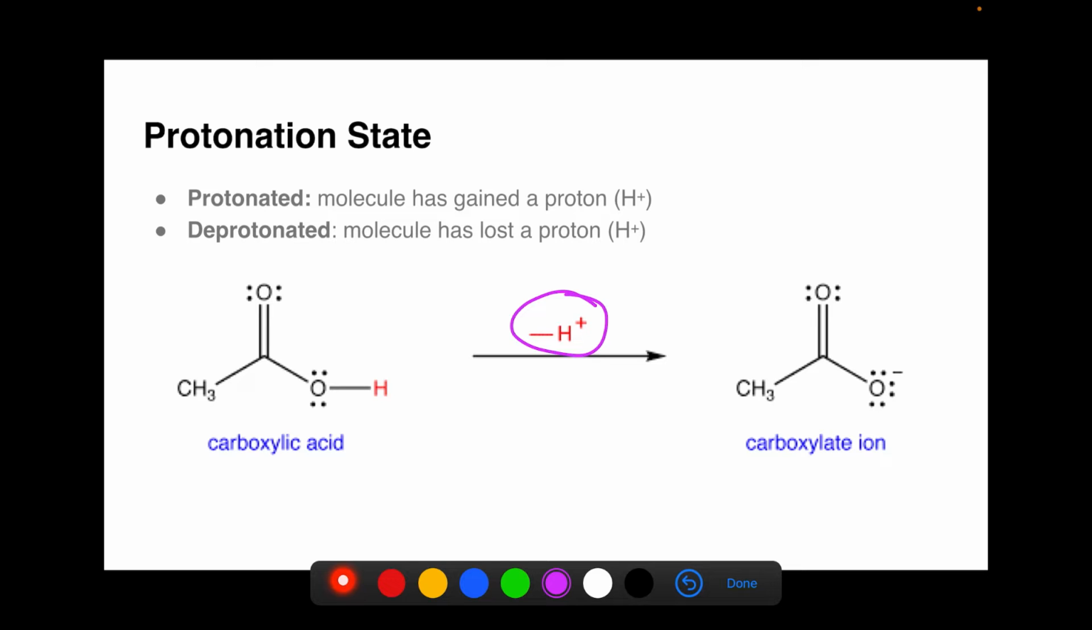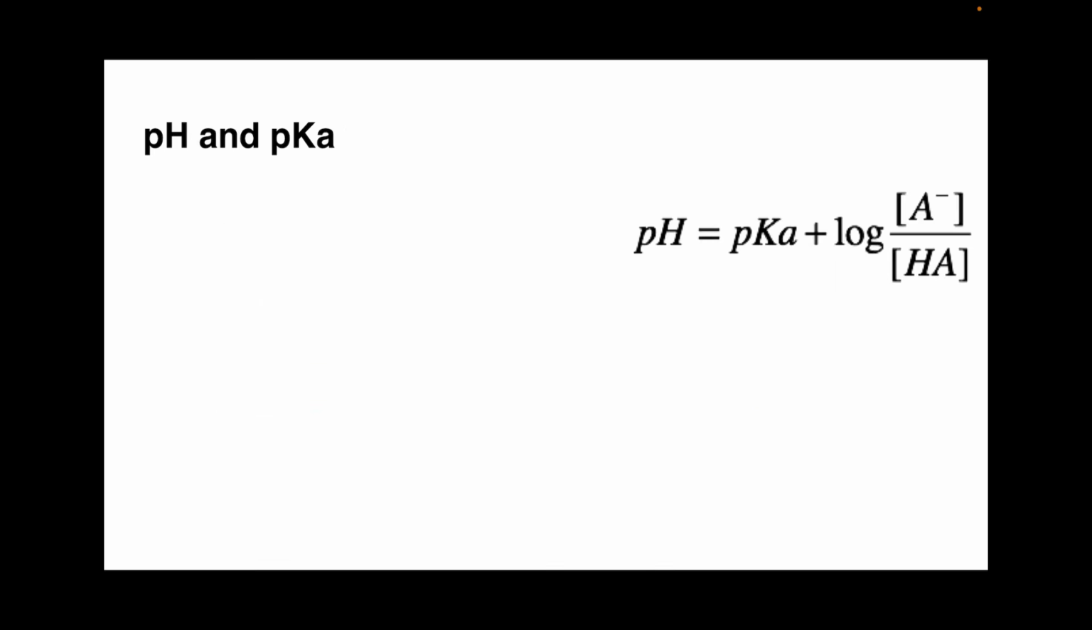So here we have carboxylic acid in its protonated state because the H+ is bonded to the molecule. And here the carboxylate ion is in the deprotonated state because it does not have the H+ bonded to it. We can make determinations regarding the protonation state of a molecule by looking at the Henderson-Hasselbalch equation.